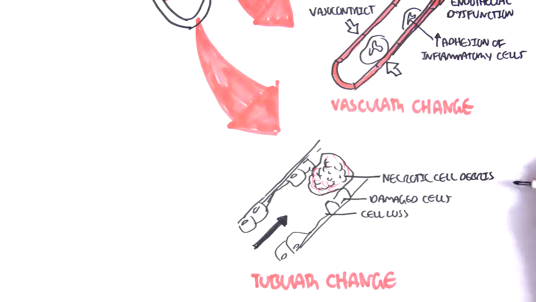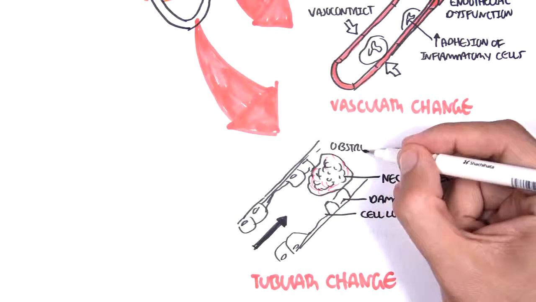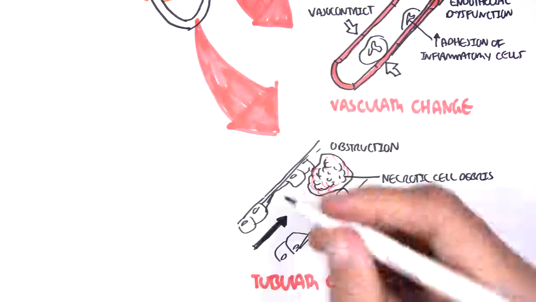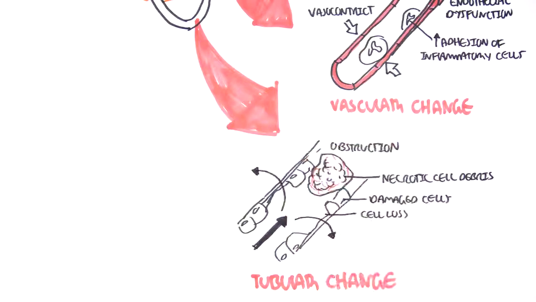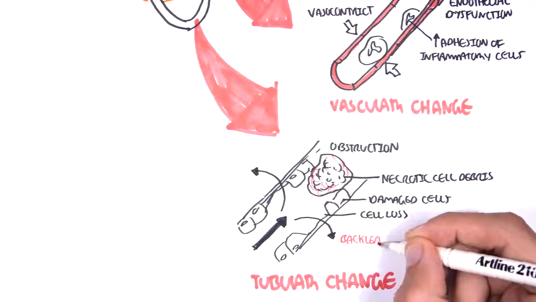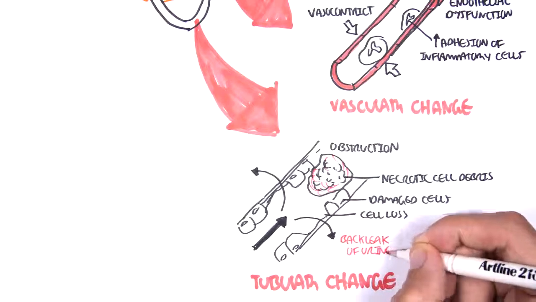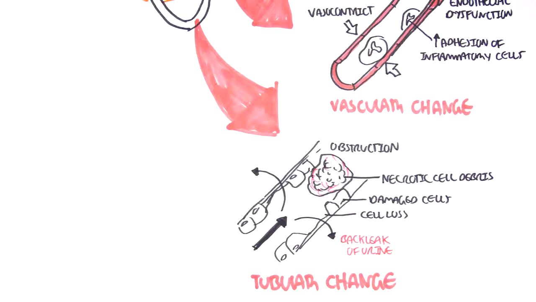So now these can form necrotic bodies, which will literally cause an obstruction in the tube, and as a result, the filtrate will backleak. The urine will backleak, and this can lead to other complications. So these are the two main changes that cause a decrease in GFR in intrarenal failure.